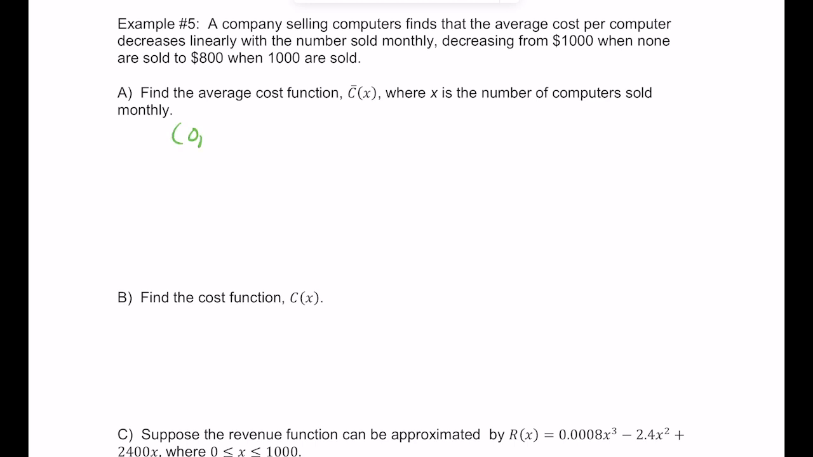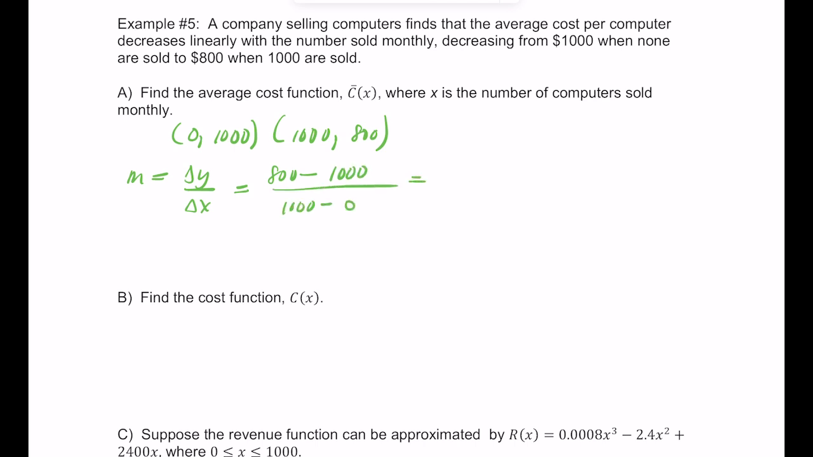Okay, so we know that when no computers are sold, we have $1,000, and when 1,000 are sold, we have $800. So I want to find linear, right? So I need to find the slope. That's just going to be change in y over change in x. So I would have 800 minus 1,000 over 1,000 minus 0, and you end up with negative 0.2. Okay, so I can write this in slope-intercept form, right? Because I have the slope and I have the intercept. And remember that this is only from when 0 to 1,000 items are sold.